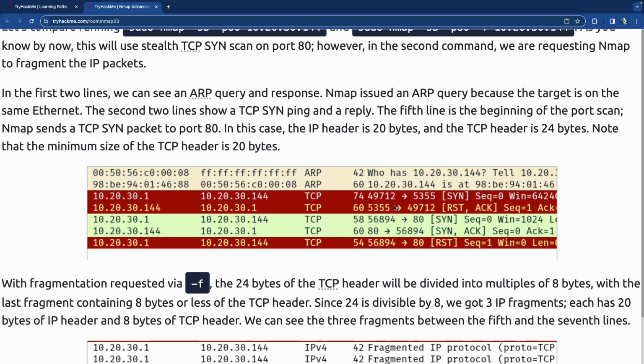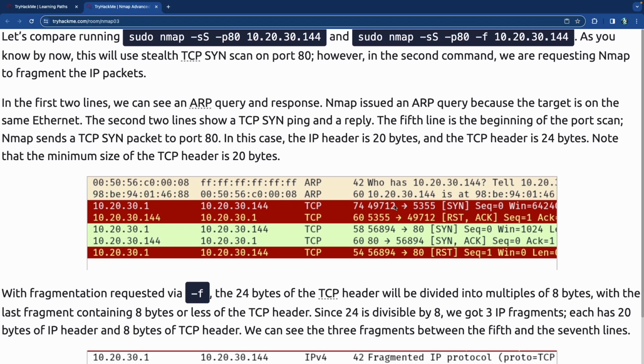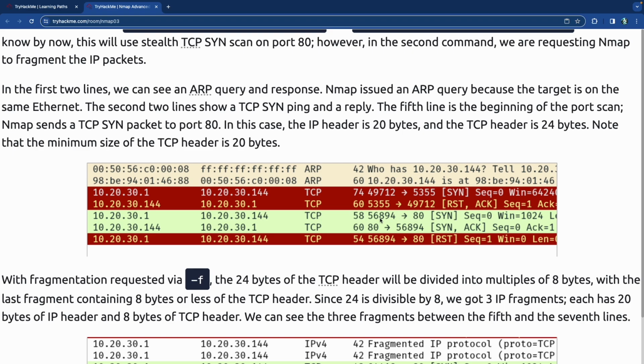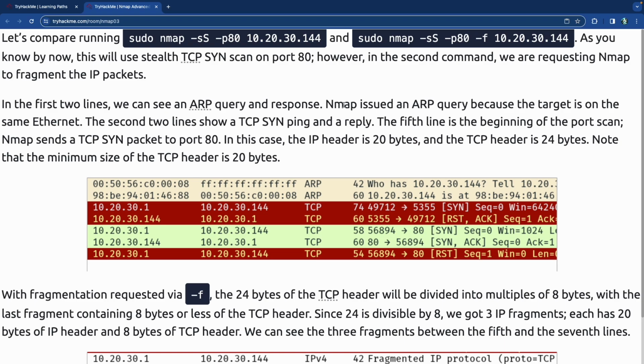It's on port 80, so this is it right here. So these are the ones that we're looking at right here, from what I understand, right? Because it said ARP query and response, Nmap issued an ARP query. The first 2 lines show that. The second 2 lines show a SYN ping and reply. The 5th line, which is this, is the beginning of the port scan. Got it. So this is the port scan.